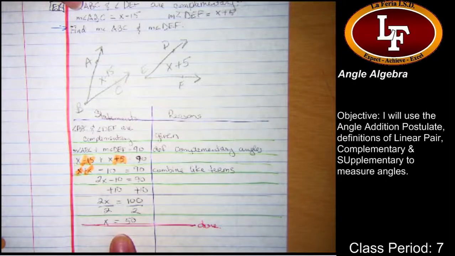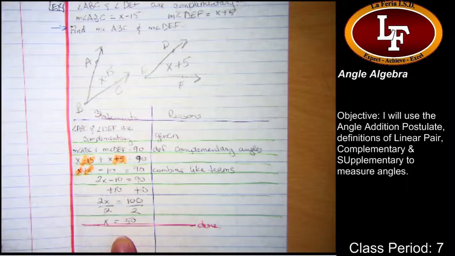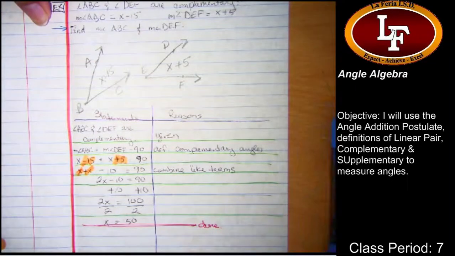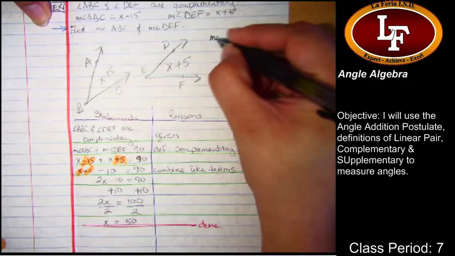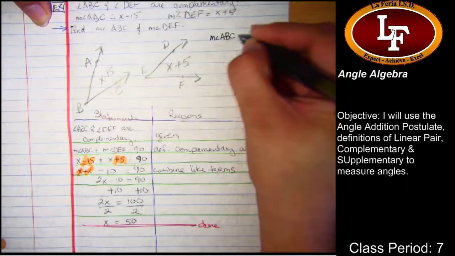50, but it's just X. This doesn't tell me anything about the angle measures. I want to know the angle measures. I just know what the value of X is. How would I find the measure of the angles from here? How would I find the measure of angle ABC?